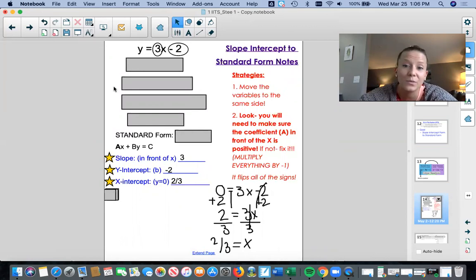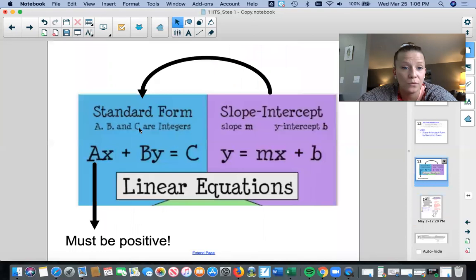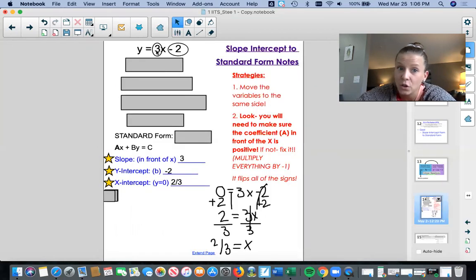So now we can look at this red note here. Step 1: if we think of standard form, ax and by, x and y have to be on the same side. So I need to move this 3x over to join that y so they can be on the same side. Now, sometimes we will add 3x if it had been negative, or we could subtract 3x.